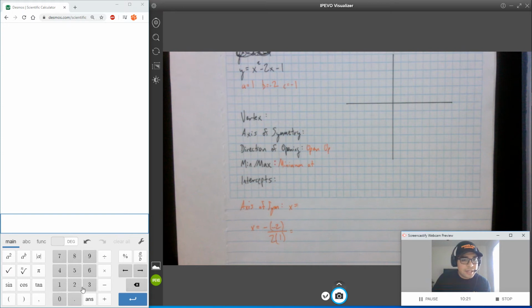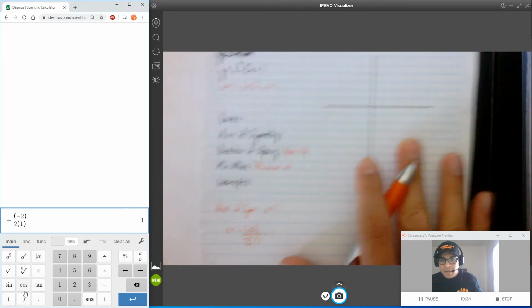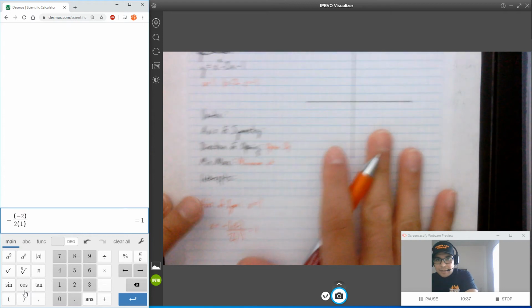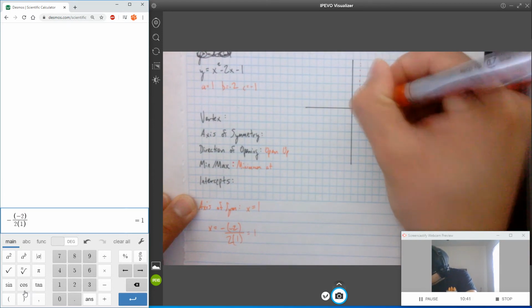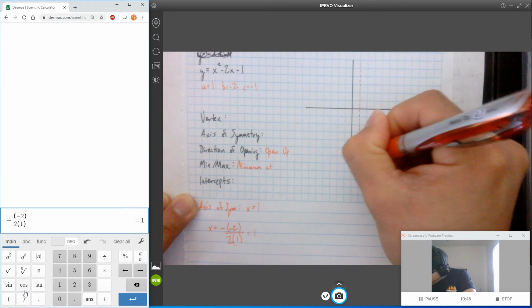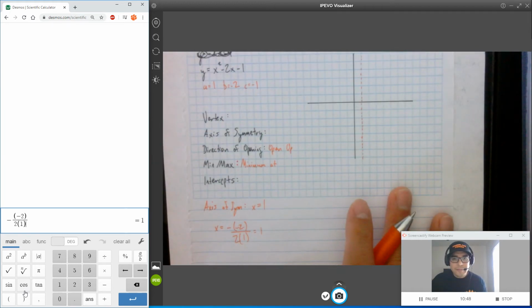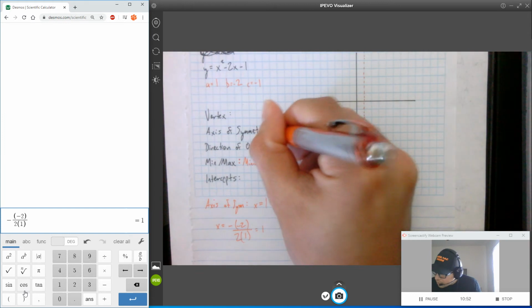So let's figure out what this is. A right in here is going to be negative 2. Close that up, 2 times 1, and we get that x equals 1. So my axis of symmetry is going to be right over here at x equals 1. It's going to look something like that. All right, so my axis of symmetry, x equals 1.